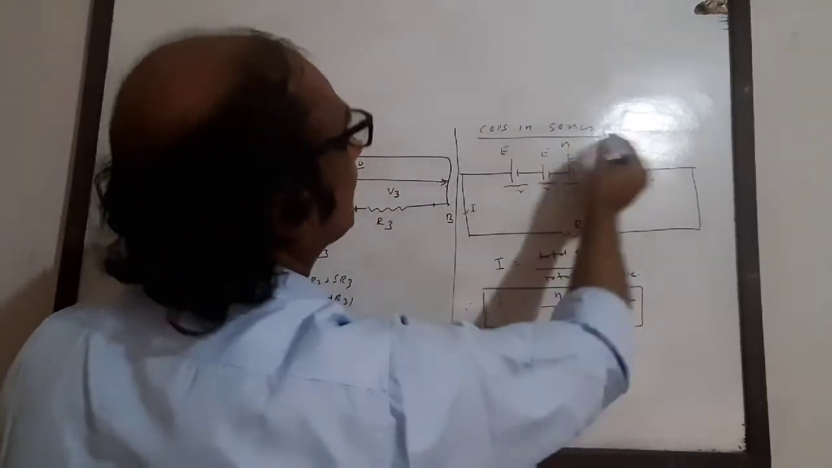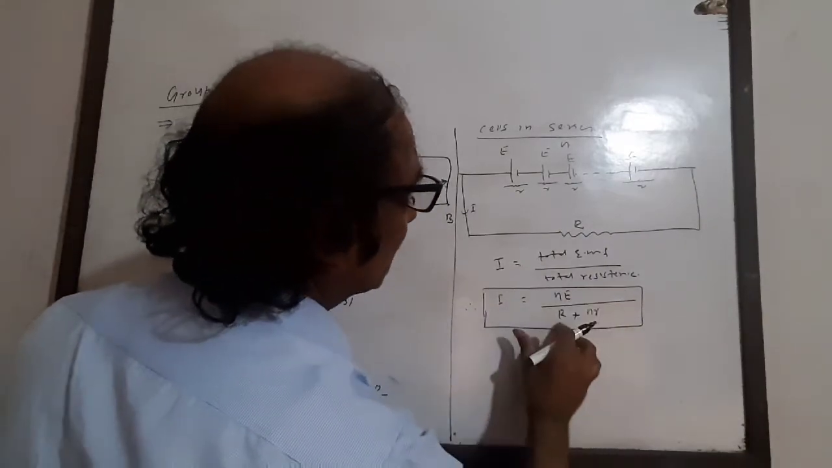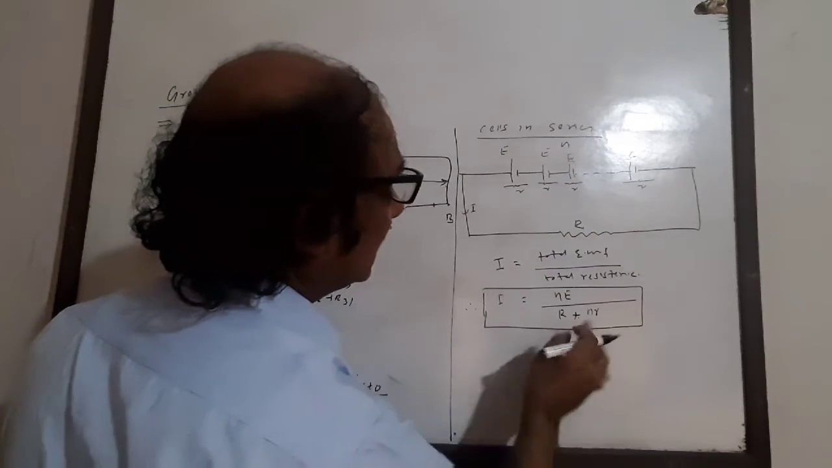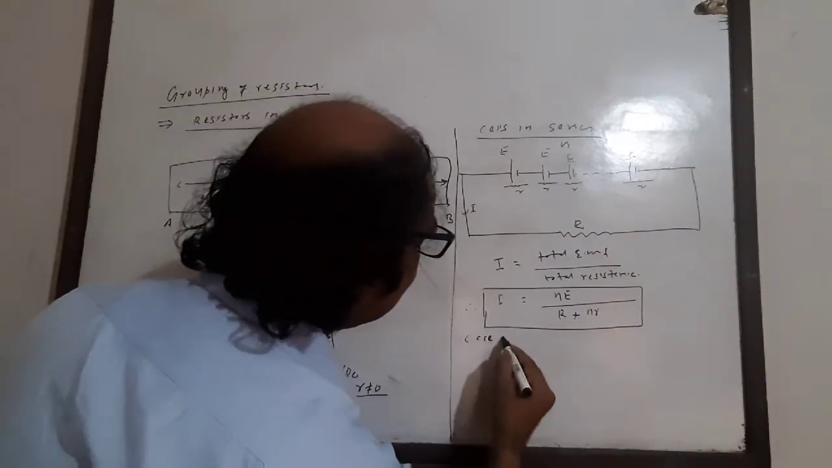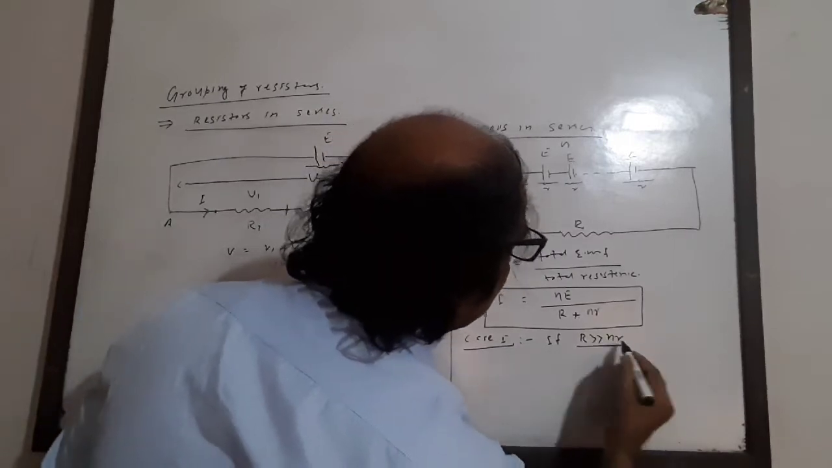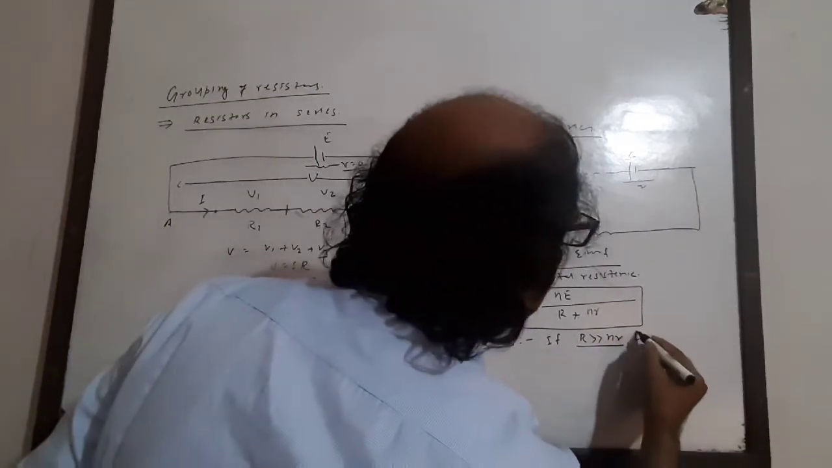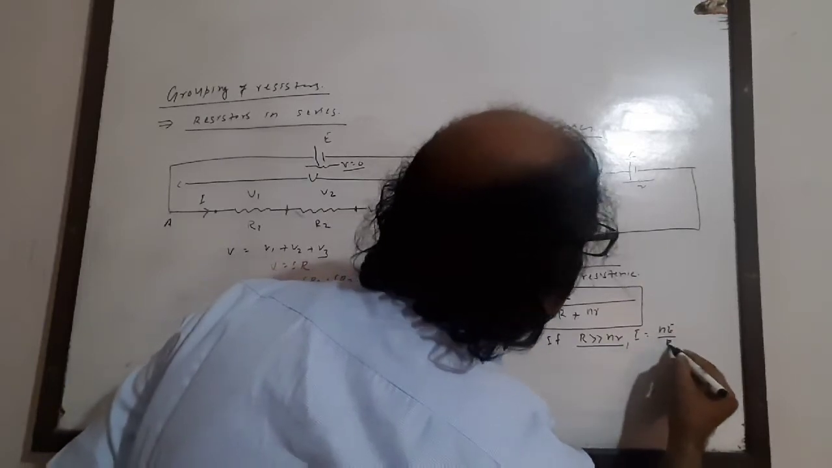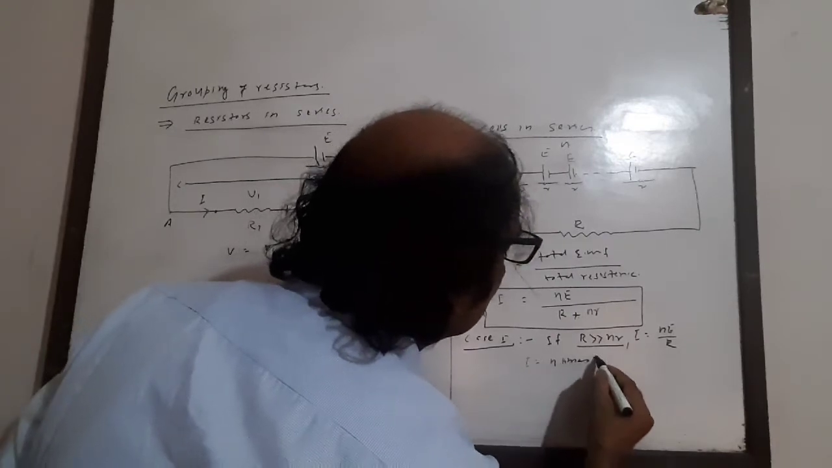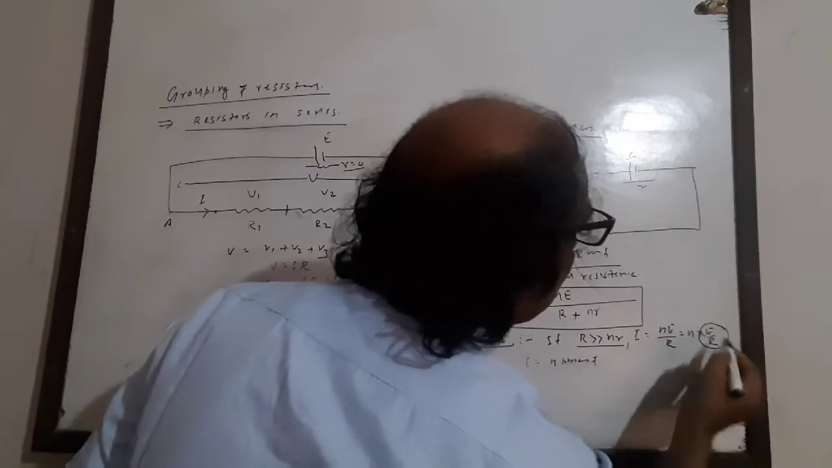So this is the expression for cells in series, and total current equals total EMF by total resistance, where total resistance means external plus internal. The internal resistance is due to the number of cells in series, and this is the external resistance. Now case 1: if R is much greater than nr, the value of R is so high that this term can be neglected, and then I equals nE by R. It shows that I equals n times E by R, and E by R is the current due to a single cell.